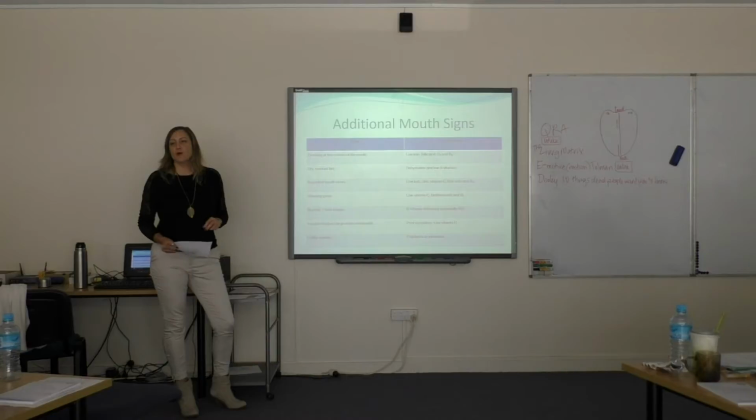Where do we find our bioflavonoids in food? Colours. It's in your citrus fruit, particularly in the white and the pith. That's where we get a lot of bioflavonoids.